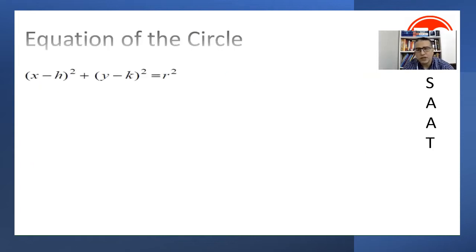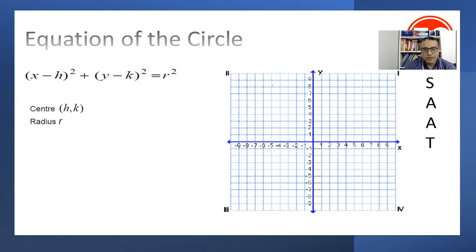First, let's start with the equation of the circle. The equation of the circle is (x minus h) squared plus (y minus k) squared is equal to r squared. If you notice, this is the same as the distance formula between 2 points, where the center of the circle is (h, k) and the radius is r. If you have a circle in the coordinate plane, its center is here, and the center is (h, k). And you have a point on the circle. This point is (x, y).